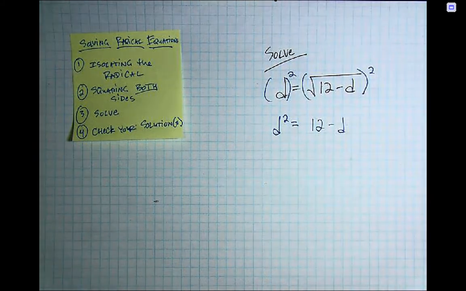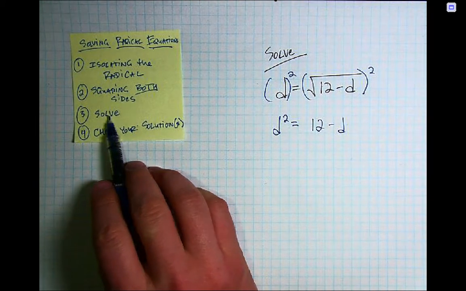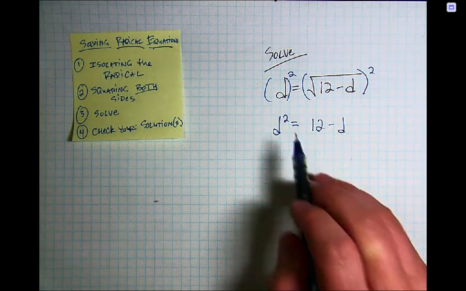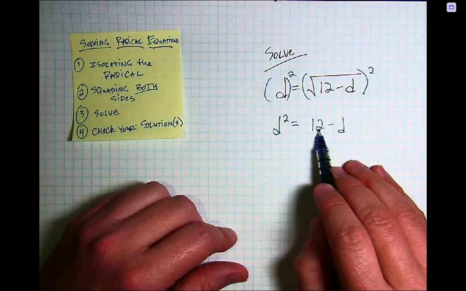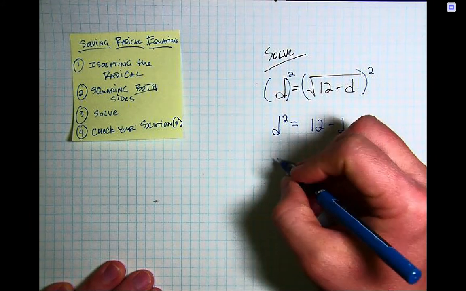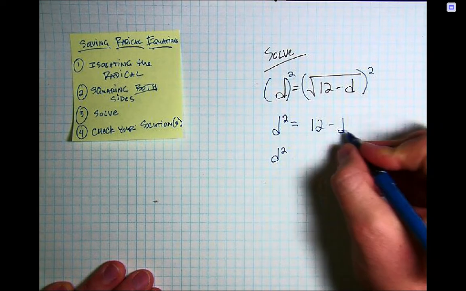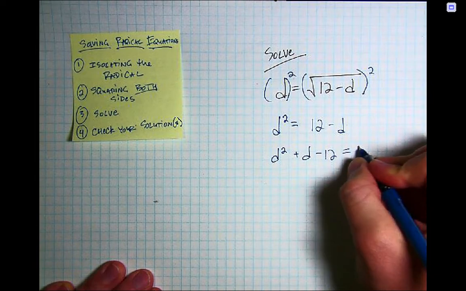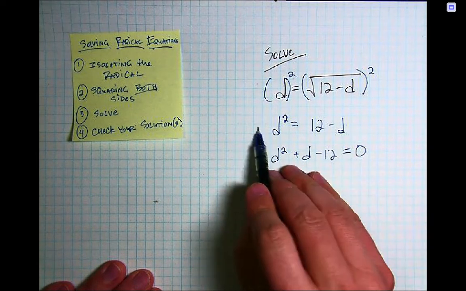minus D. But now step 3, solving, is going to be a little bit more laborious because I've got a D squared and a D, and this is looking chapter 9-ish. It's looking quadratic-ish. I'm going to rewrite this with a plus D and a minus 12 equals 0. I'm just moving these to the left.